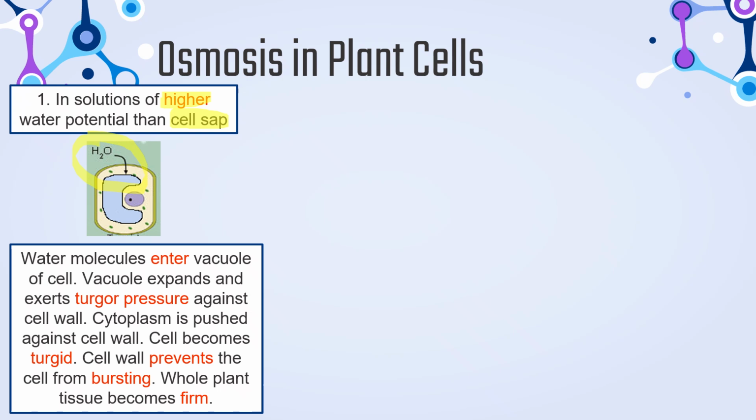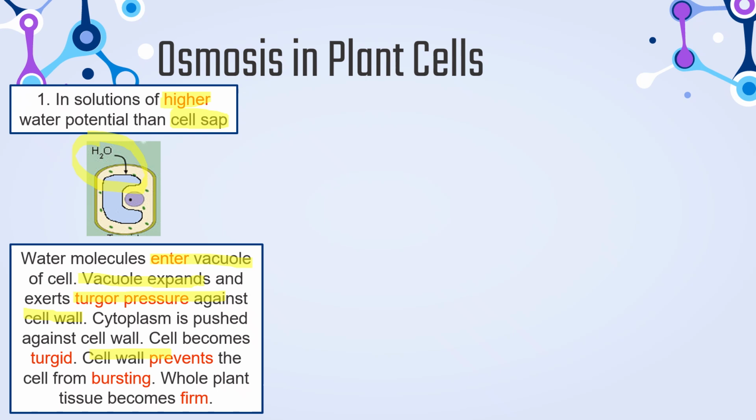So water will enter the vacuole, until the vacuole expands and exerts turgor pressure against the cell wall. So the vacuole will continue to expand and expand and expand, and the pressure inside the cell will be very high. But the cell will not burst.